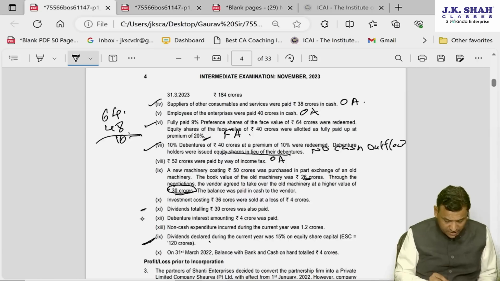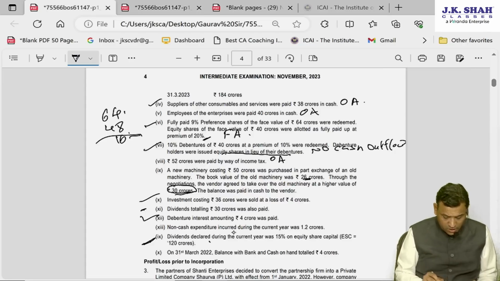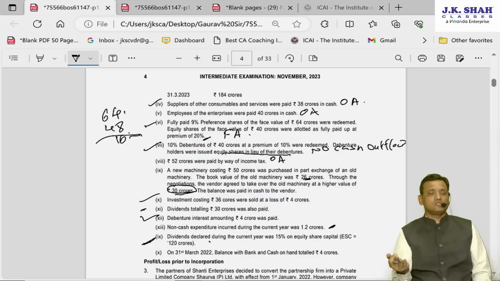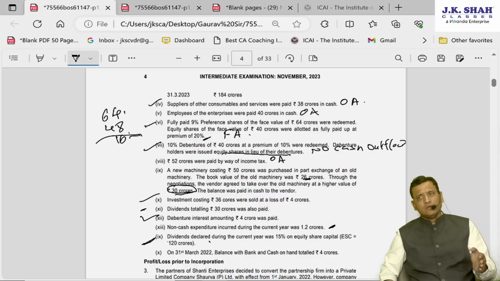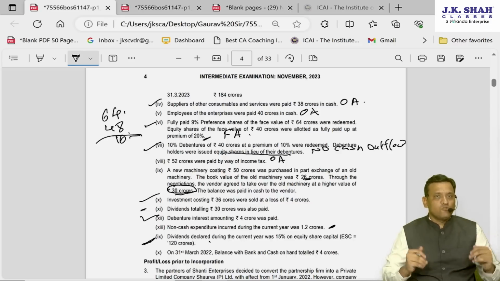Then debenture interest amounts to 4 crore is paid. So debenture interest paid. Non-cash expenditure, sir, it will not be presented in our cash flow statement. Same way, dividends declared, it is just declared. So accounting entry would be there. Profit and loss, in the sense retained earning, the reserves and surplus will be debited, and proposed dividend, that will be there. But there is no cash outflow.